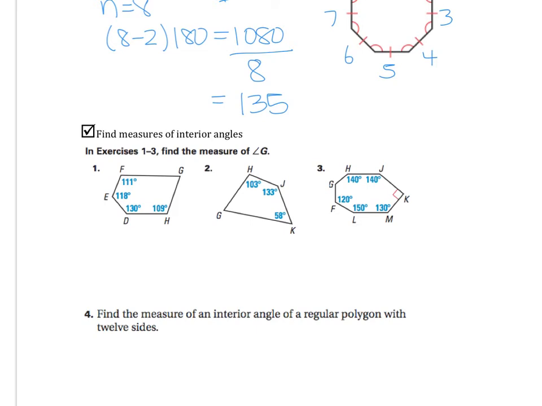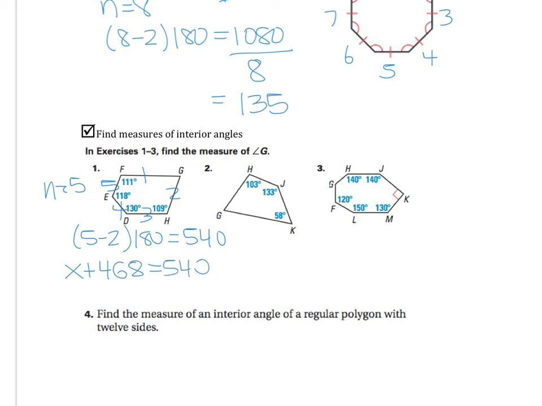So let's put this in practice. There's 3 of them here to try. So finding the sum of all of them is the first step. So n equals 5. So you do 5 minus 2 times 180. Add up what you have. So your unknown plus 468. And then subtract.